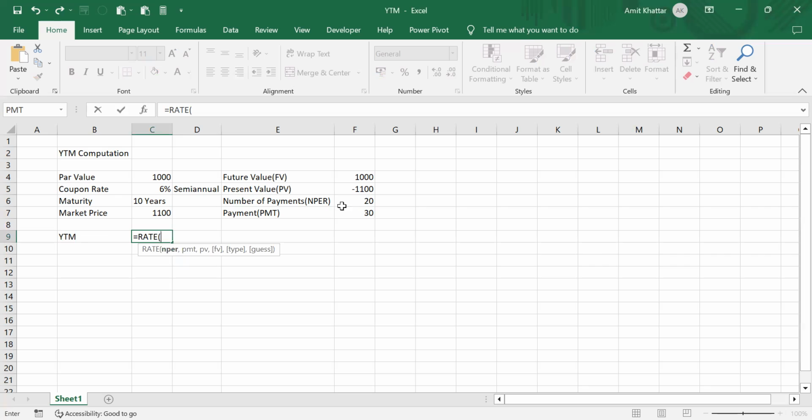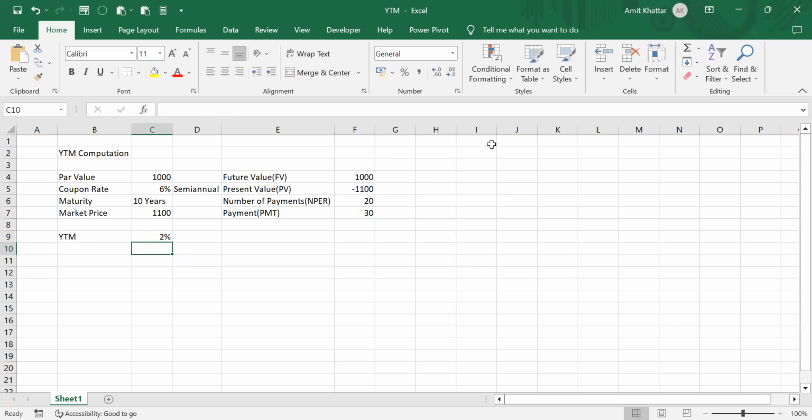So firstly, number of payments is given to be 20 here. PMT, that is the payment that we have determined from the par value and coupon rate, 30. Present value is minus 1100 and future value is 1000. So what we get is 2%. Now we add the decimals to this, it's coming out to be 2.37. But this is a semi-annual one.